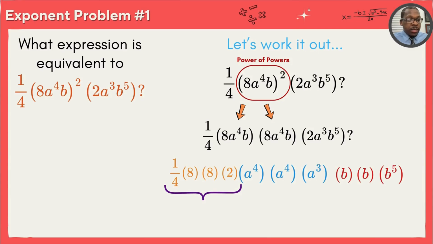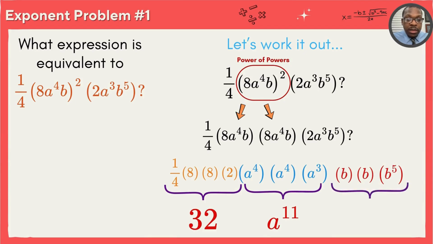Now, you can put this in Desmos if you want to, or your graphing calculator. What is 1/4 times 8 times 8 times 2? Should give us 32. But a to the 4th times another a to the 4th times another a to the 3rd, just think about if you expand it, should give us a to the 11th. Then B times B times B to the 5th. How many times did you multiply the B's? That should give us B to the 7th.